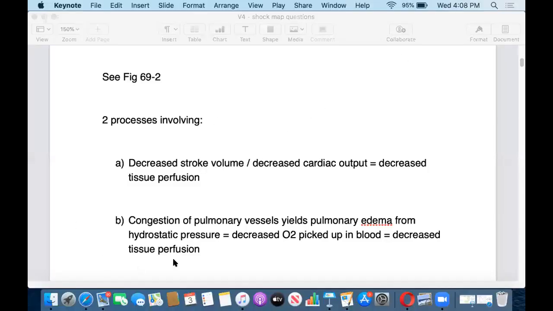We've got the same explanation given down here in written form, just kind of expanding on what I said about pulmonary pressures. Actually, that hydrostatic pressure from the congestion is what increases fluid on the tissues, which decreases oxygen exchange at that site.